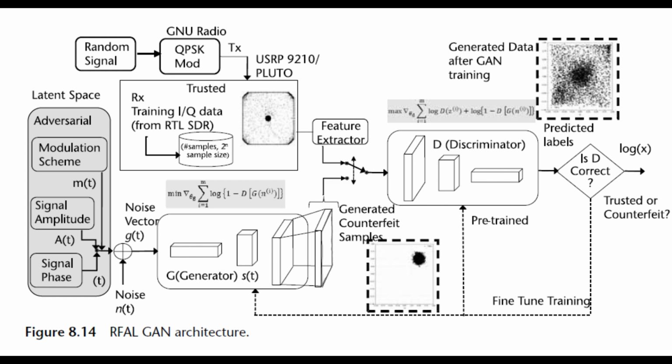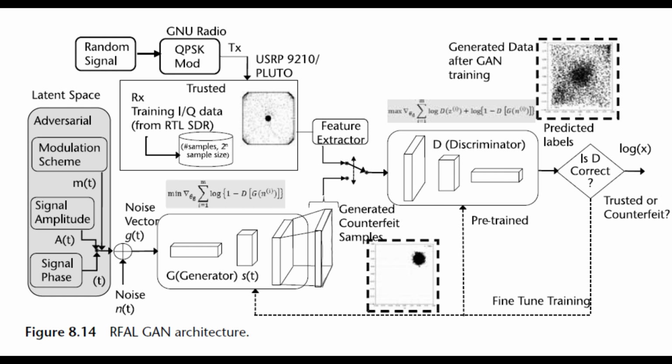Reception and training data collection. A trusted receiver collects the IQ data from an RTL SDR, a type of SDR, for training purposes. This data consists of complex samples that represent the transmitted signals in the IQ plane. This received training data is used to train the discriminator, D, and the generator, G, within the GAN.